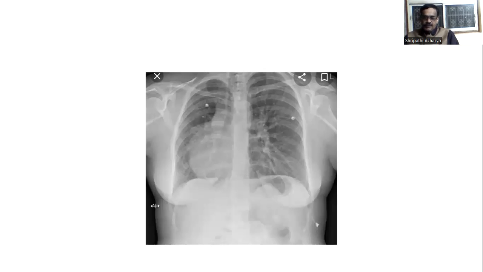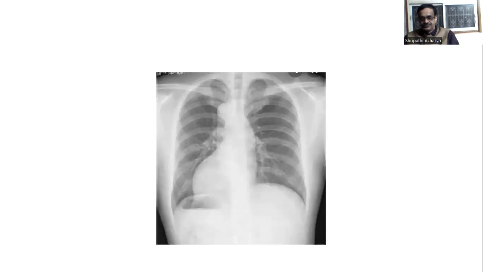So here you see situs inversus is not there, isn't it? The dextrocardia is there, but the gastric shadow or stomach shadow is in the left side. So the cardiac apex is present in the right side. Heart is in the right side. Bronchovascular markings are prominent, but the stomach air shadow is in the left side. This is the condition of dextrocardia with absence of situs inversus.